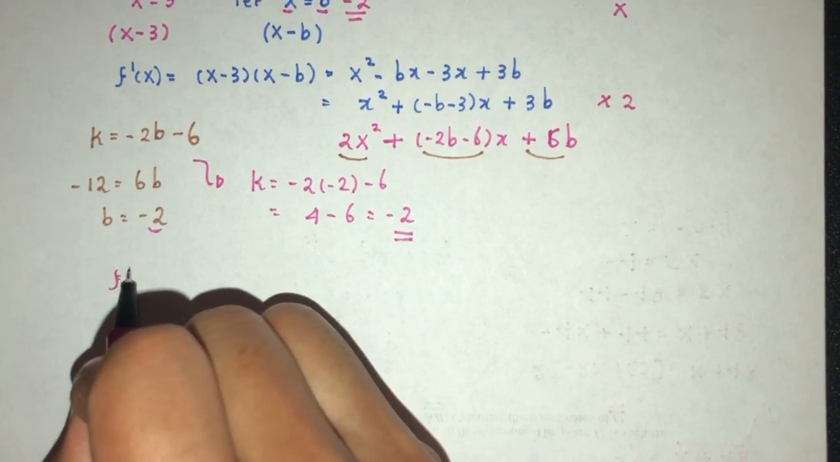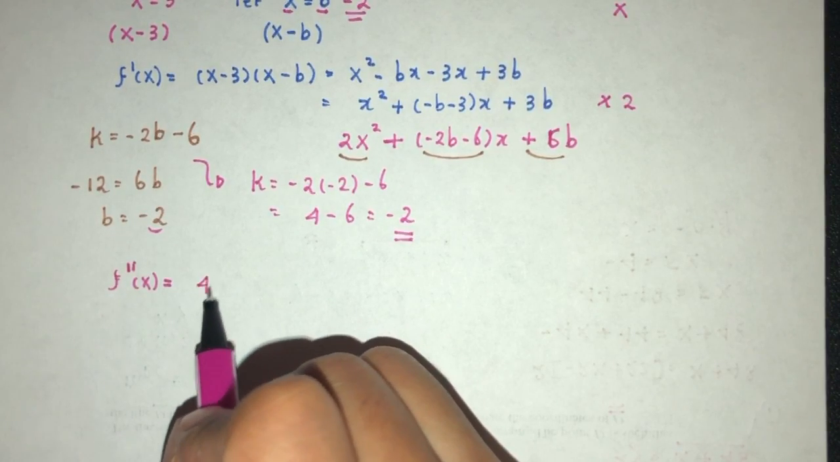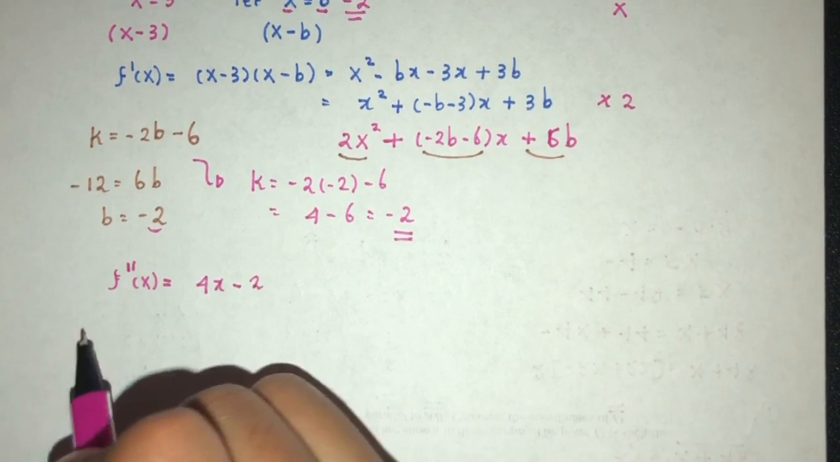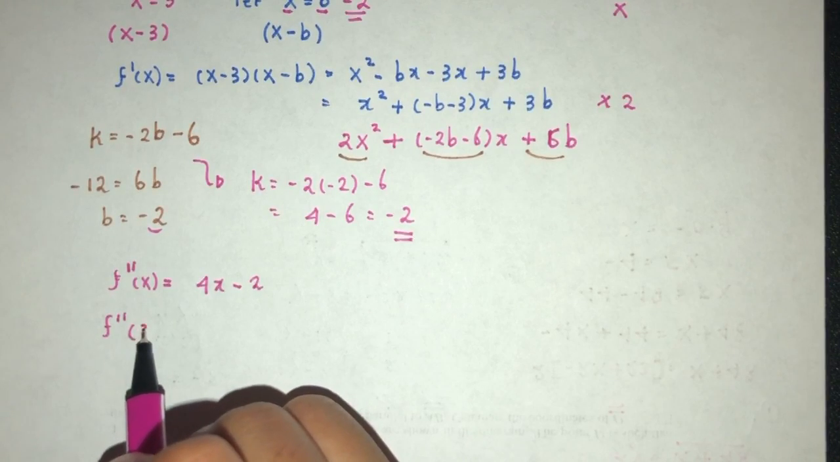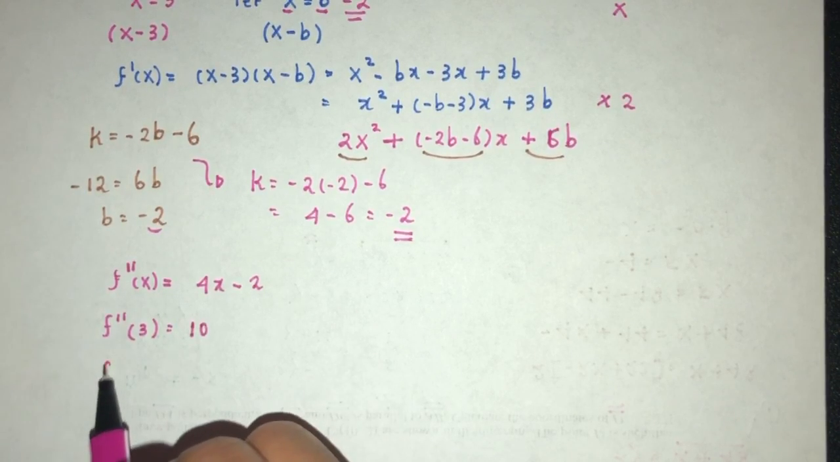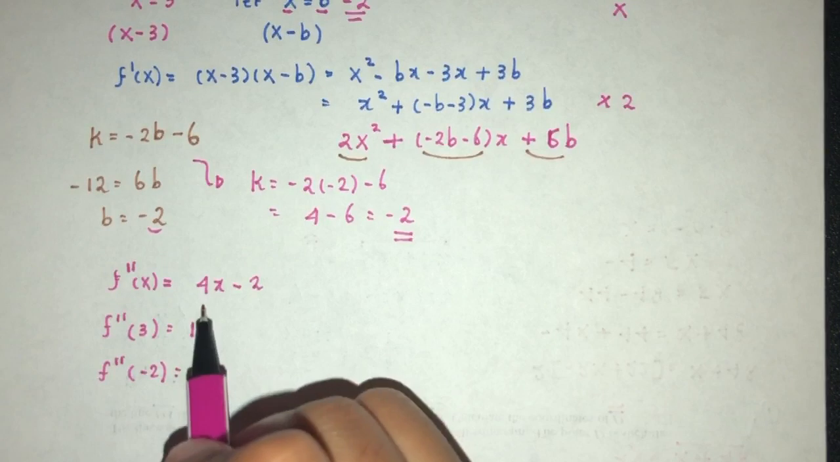F double prime, let's see what happens. That will be 4x plus k, which is 4x minus 2. Now let's see. So f double prime at the point p, where the value of x is 3, that will be 12 minus 2, which is 10. F double prime at the value of q, which is minus 2, that should be negative, so that should be minus 10.